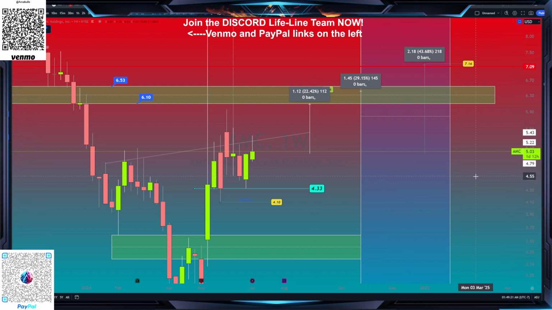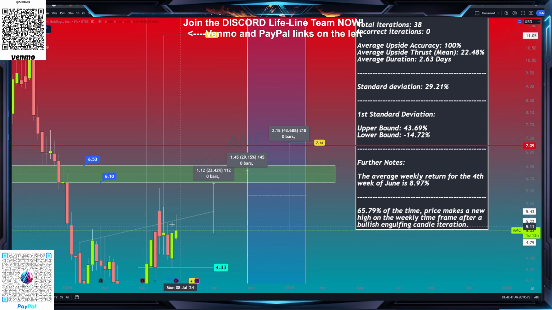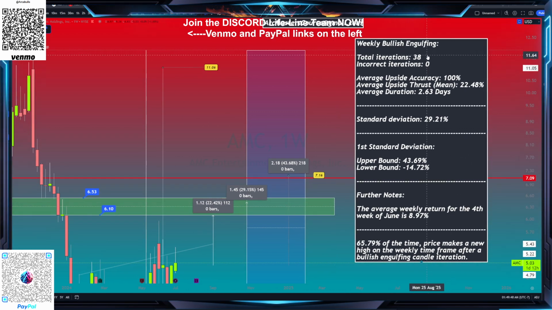And then here we have the backtest of the AMC weekly time frame bullish engulfing iteration, which is giving us these results right here. 38 out of 38 iterations guessed the upside correctly throughout the entire trading history of AMC on the weekly time frame for this specific formation called the bullish engulfing. Green candle engulfing the prior red has given us a 38 out of 38 read with a 100% upside accuracy.